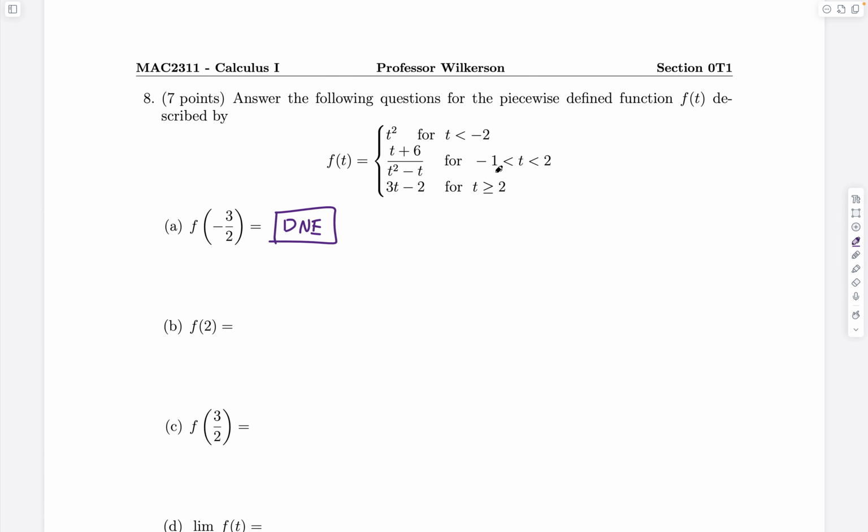B is asking us f of 2, right? So when t equals 2, what's my function output? That one you can solve though, right? Because looking at the graph at +2, I don't want this one, because this is less than 2. It's not actually equal to 2. When t is equal to 2, I could use the bottom expression. And so then the function at 2 becomes 3 times 2 minus 2. That's 6 minus 2, which is 4.